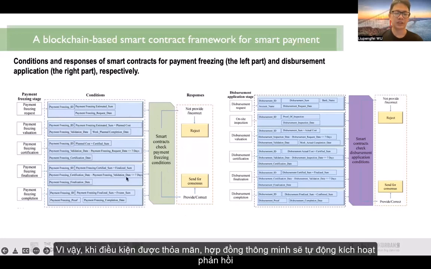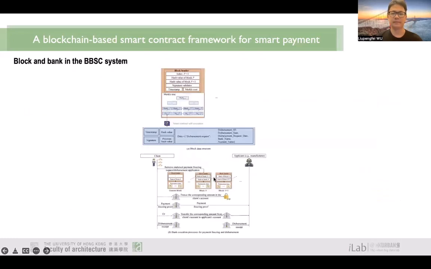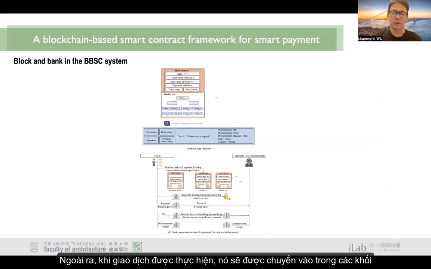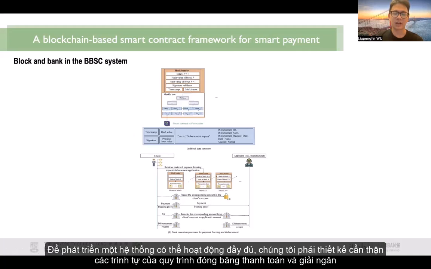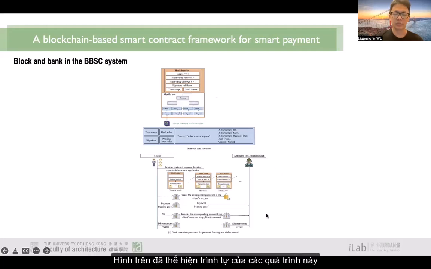When the condition is satisfied, the smart contract will trigger the response automatically. And once a transaction occurs, it will be included in the block. In our proposed system, we did not get rid of the banks, unlike many other studies. The reason is that we believe the bank is not the major cause of late payment in the process. We will also talk about this later.